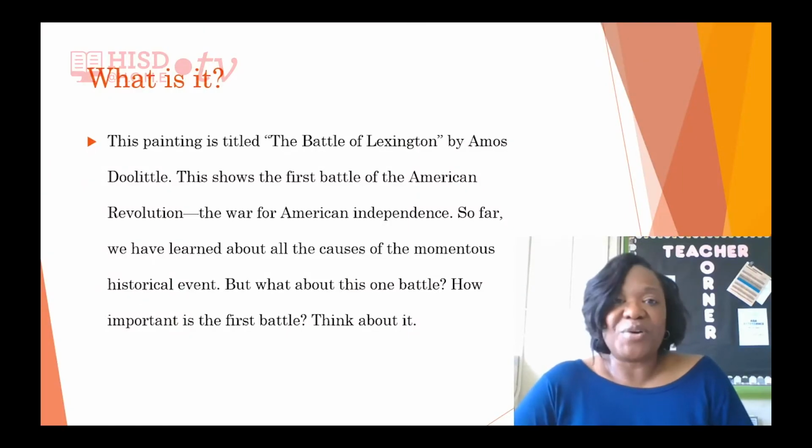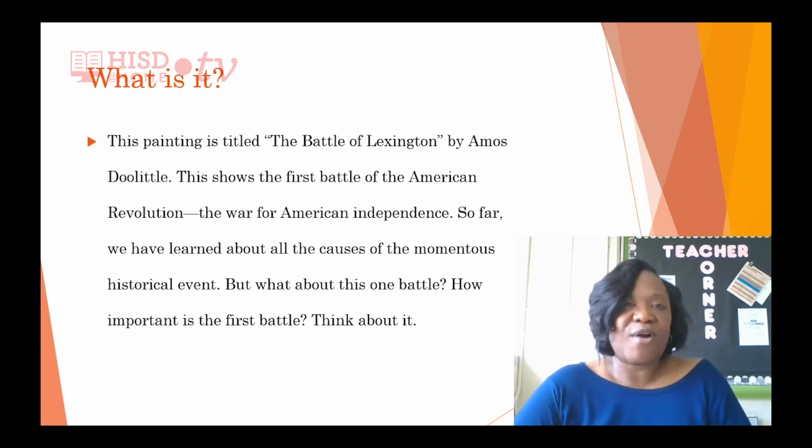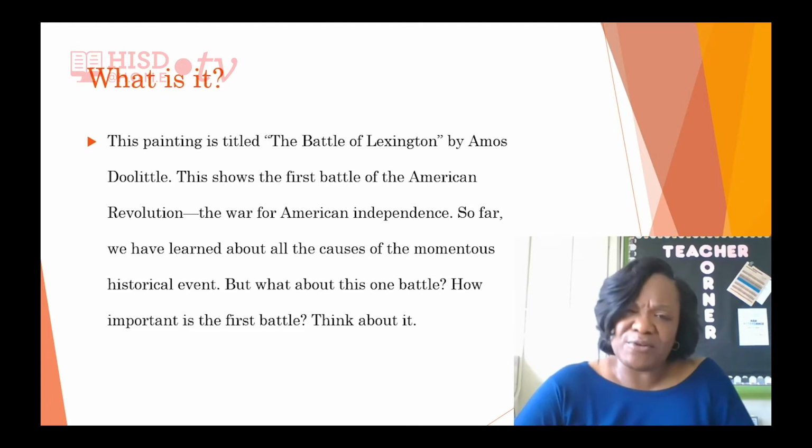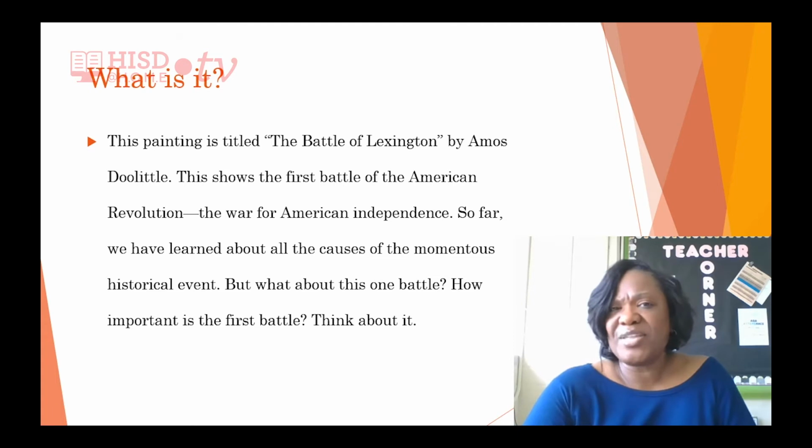Okay, so you're probably wondering what you were looking at. Well, this is a painting that's titled The Battle of Lexington by Amos Doolittle. It shows the battle of the American Revolution, the war for American independence. So far, we've learned all about the causes of this momentous historical event. But what about this battle? How important is this first battle? I want you to take a moment and think about that. How important is the first battle that leads to the American Revolution?